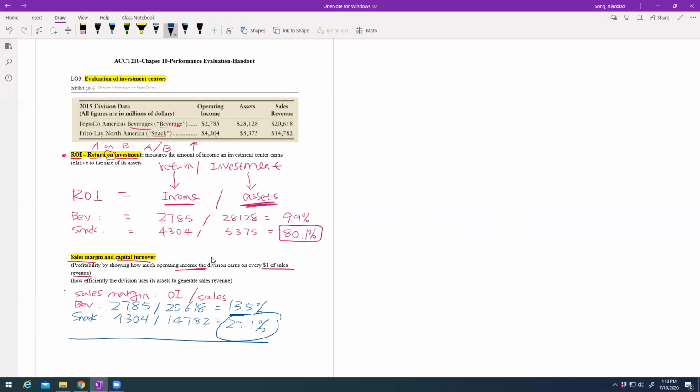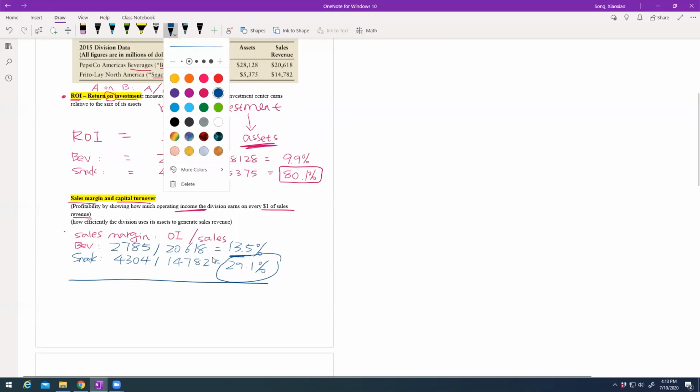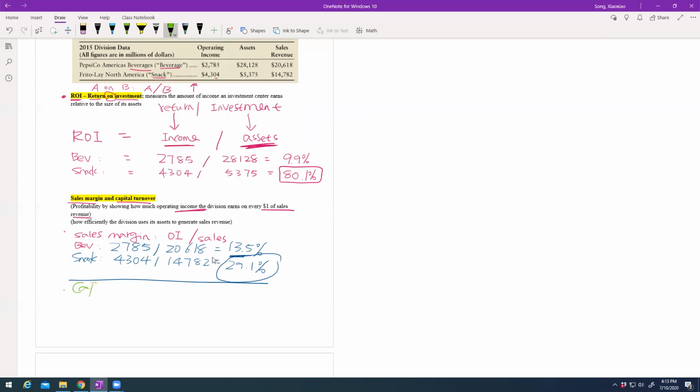Next one is capital turnover. I'll change to another color. So what's the meaning of capital turnover? Turnover means how fast your capital can turn. Generally, it says how efficiently the division uses the assets to generate sales revenue. So your sales divided by your total assets. For $1 increase in the assets, how will that increase your sales?